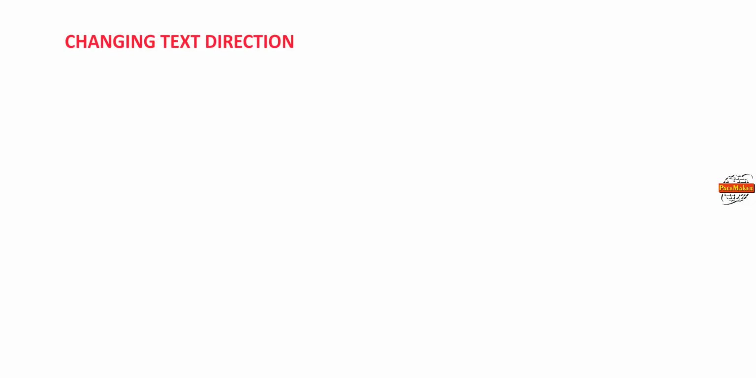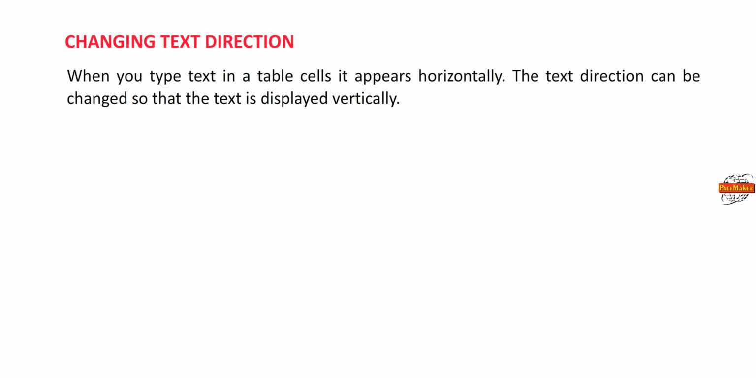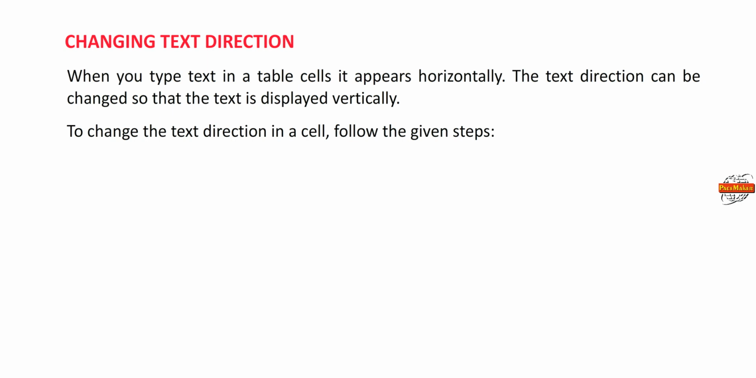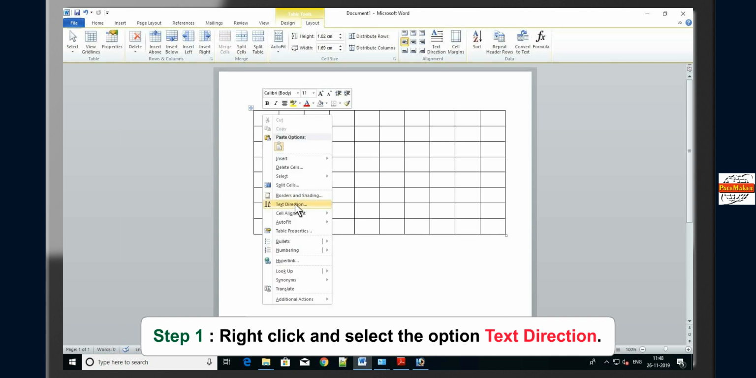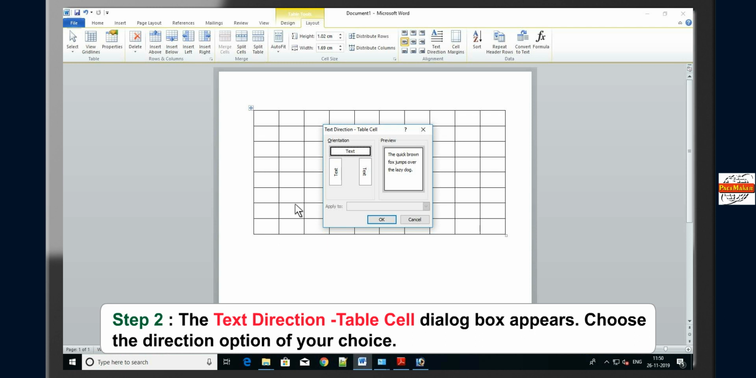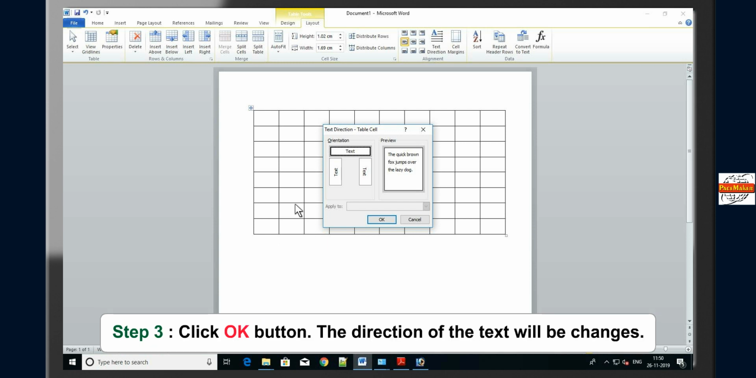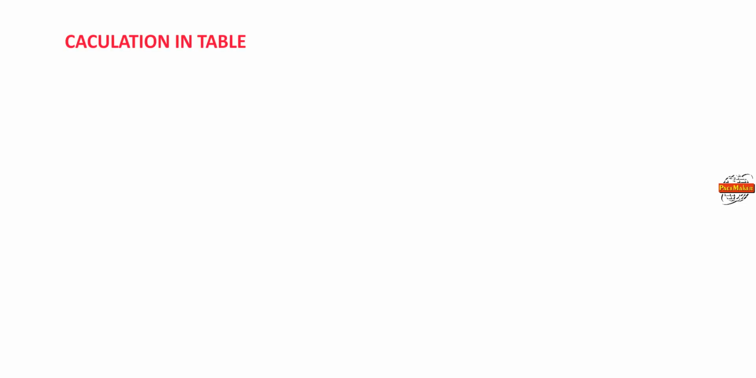Changing text direction. When you type text in a table cell, it appears horizontally. The text direction can be changed so that the text is displayed vertically. To change the text direction in a cell, follow the given steps. Step 1. Right-click and select the option Text Direction. Step 2. The Text Direction Table Cell dialog box appears. Choose the direction option of your choice. Step 3. Click OK button. The direction of the text will be changed.